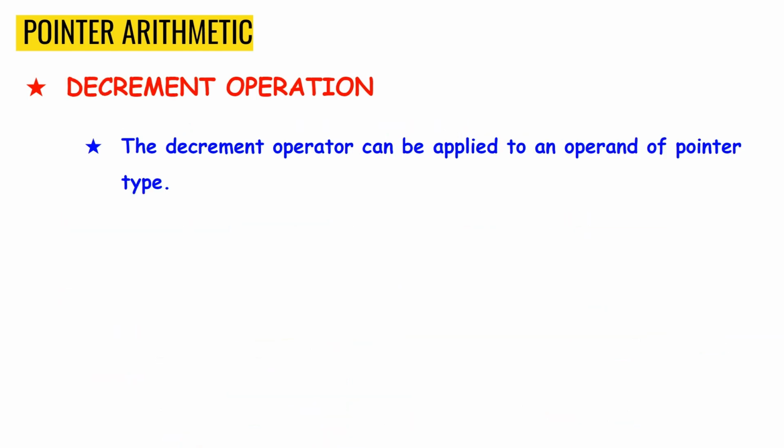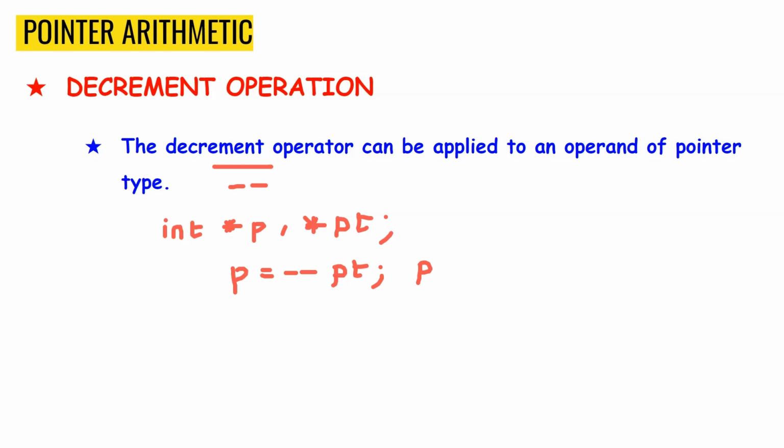The decrement operation. The decrement operator can be applied to an operand of pointer type. That is, minus minus can be applied to a pointer type. Say for example, declare two pointer variables int star p and star pt. So you can apply the decrement operator: p is equal to minus minus pt. This minus minus pt is equivalent to pt minus 1.